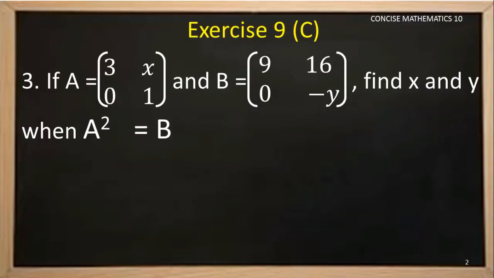Question number 3. In this question, two matrices are given. One is matrix A, another one is matrix B. If we observe the elements of matrix A and B, we can find unknown elements X and Y. And there is an equality given that A square is equal to B. What do you mean by A square? Should we need to find out the square of the terms of A? No, definitely not. A square means matrix A again should be multiplied with matrix A.